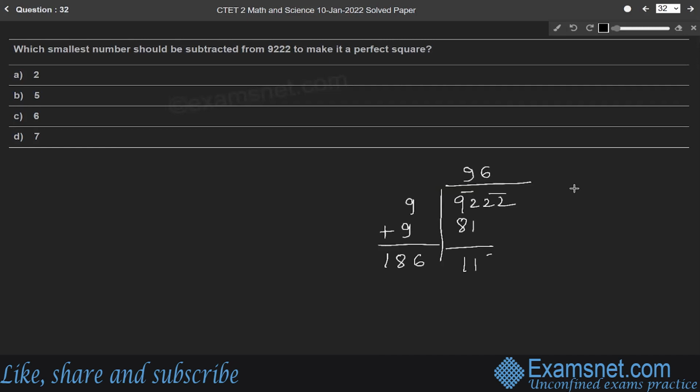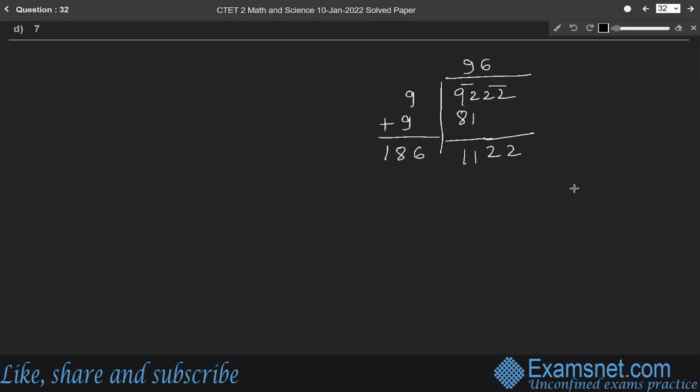So here you have to take 22 here. Now, 186 into 6. 6 into 6, 36. 6 into 8, 48 plus 3, 51. So 6 into 1, 6 plus 5, 11. So here 6 is the remainder.